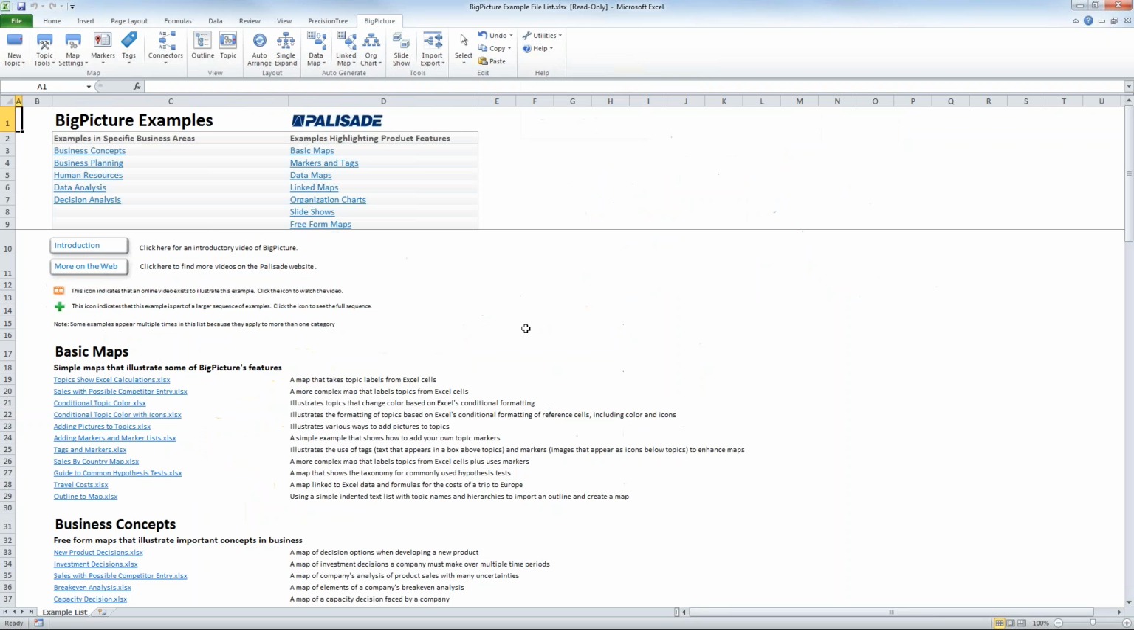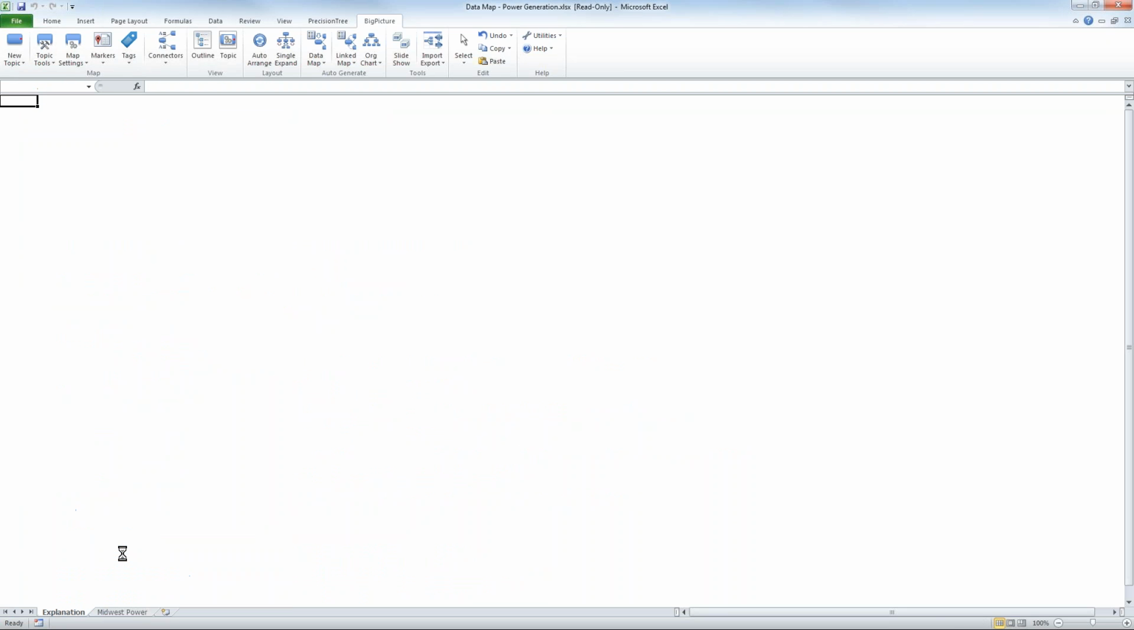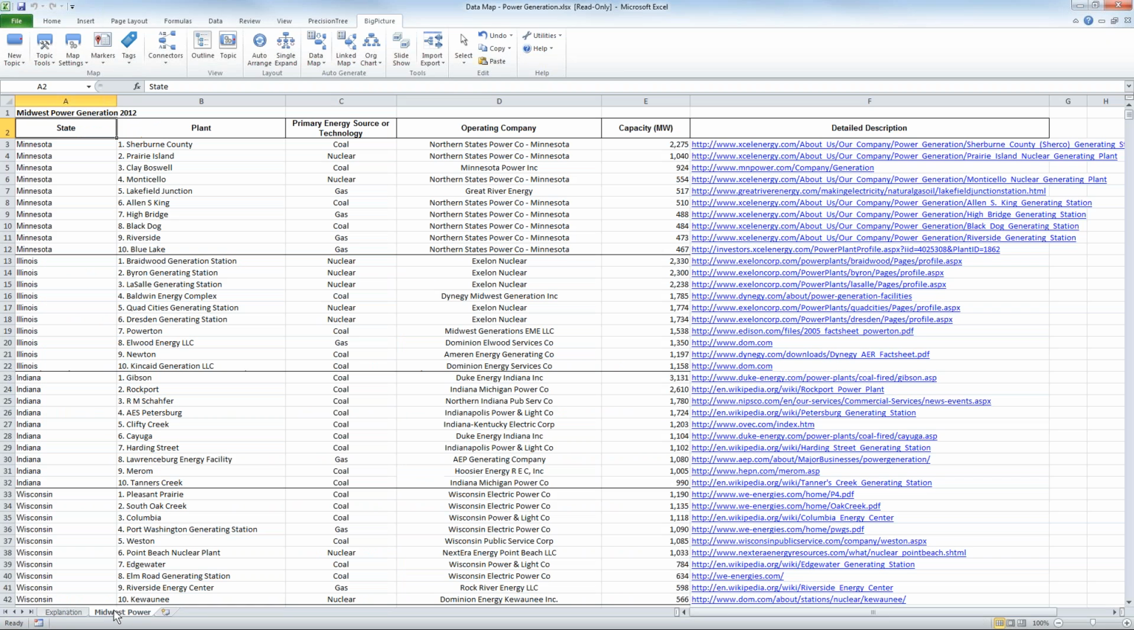So I'm going to go back to our example spreadsheets, and when you're in the BigPicture example spreadsheets listing, you're going to see that we actually list things either by specific business areas or also by highlighted product features. And in this case, I want to show you the highlighted product feature of what's called a data map. I'm going to stay in the genre, I suppose, of energy, because we did oil and gas earlier. Now I'm going to go into energy and kind of all conglomerate together.